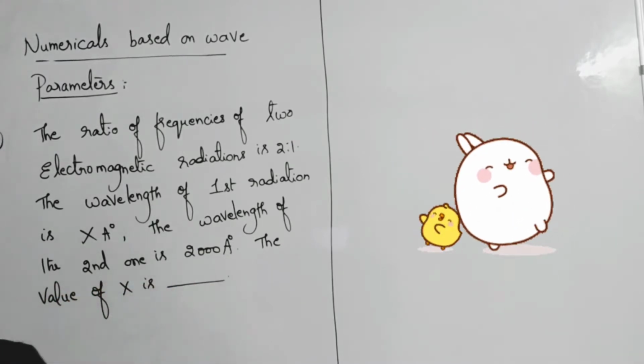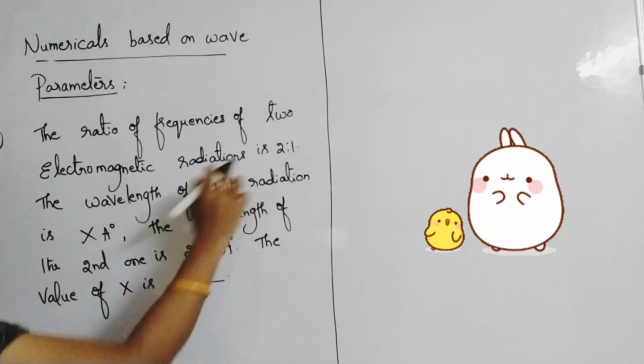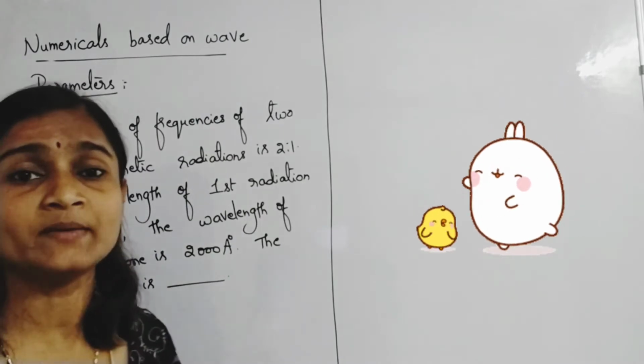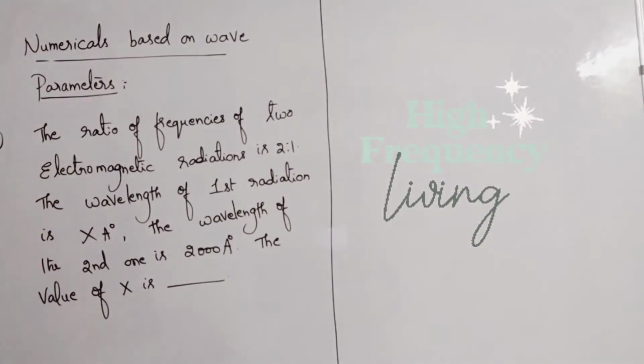So this is your first question. Here the ratio of frequencies is given. Frequency is denoted by the symbol nu. You all know that. So what is the relation between frequency and wavelength? You have to find that relation and then use it for doing this numerical.